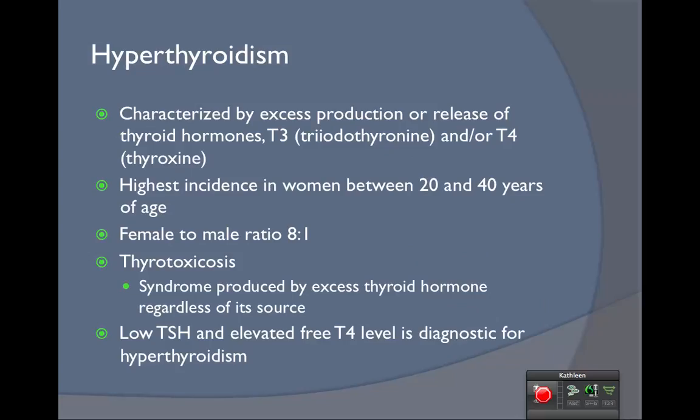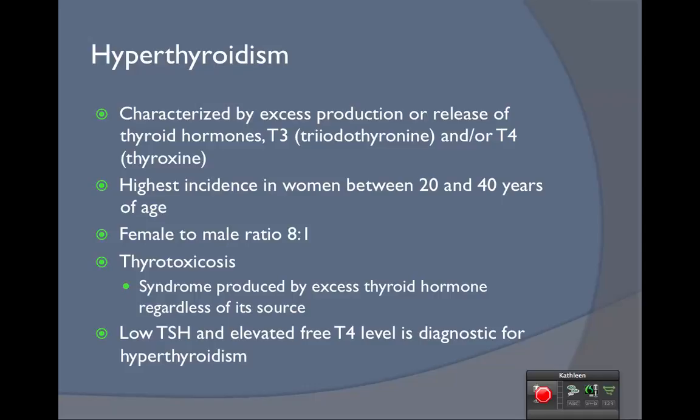Hyperthyroidism is characterized by an excess production or release of thyroid hormone T3 and/or T4. The highest incidence occurs in women between 20 and 40 years of age. Female to male ratio is 8:1. Thyrotoxicosis is really a syndrome produced by excess thyroid hormone regardless of its source. Patients present with low TSH and an elevated free T4 level, which is diagnostic for hyperthyroidism. Again, do not get a total T4. They're useless. You want to get a free T4 and a TSH.